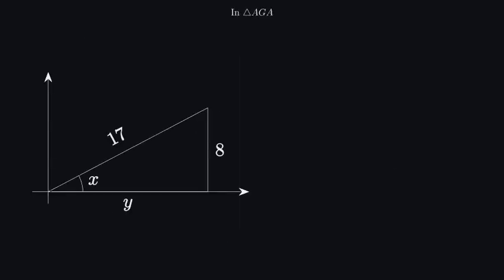The side opposite angle x is 8. The longest side opposite the right angle is the hypotenuse. So the hypotenuse is 17. The side next to angle x, but not the hypotenuse, is the adjacent side. That side is y.